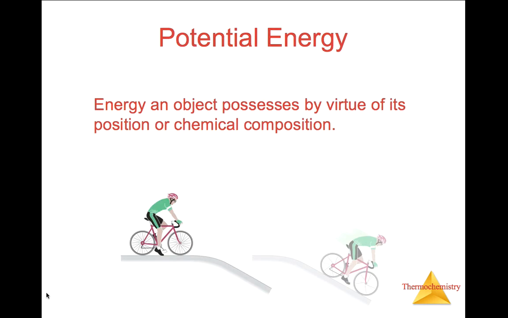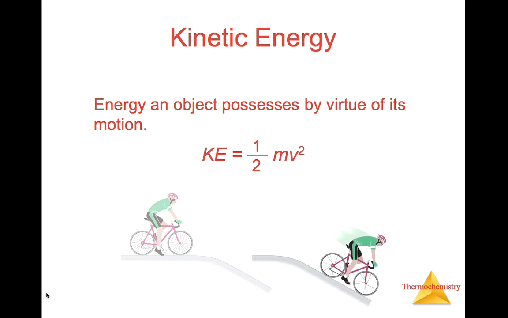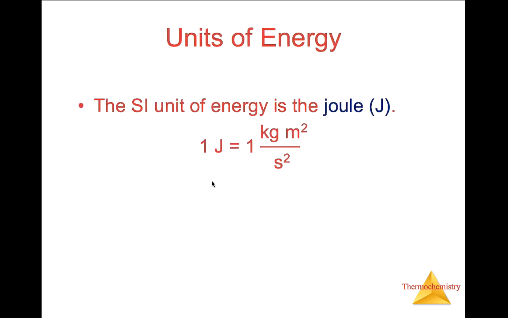One of these types of energy is called potential energy. It's the energy an object possesses by virtue of its position or chemical composition. The other type is called the energy of motion, or kinetic energy, which is the energy an object possesses by virtue of its motion. Notice the equation for kinetic energy is 1/2 mv squared, where m is mass and v is velocity. KE stands for kinetic energy.